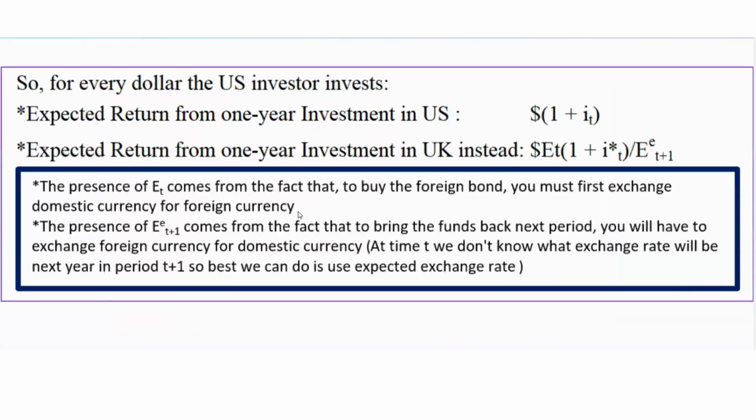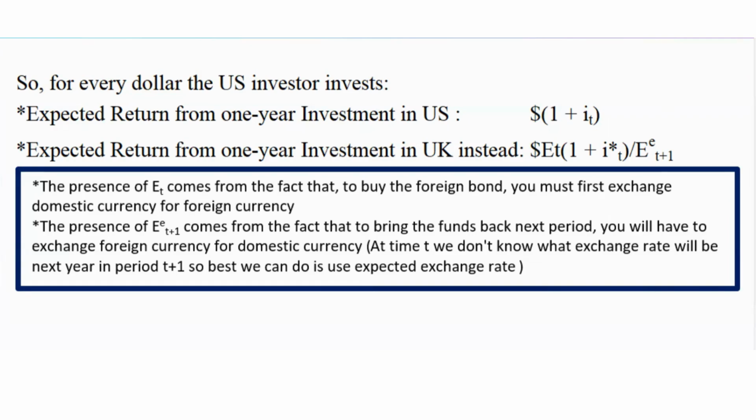Right, so putting it together, for every dollar the US investor expects, this is the expected return for a 1 year investment in the US, the dollar plus the interest earned. And this is the expected return from a 1 year investment in the UK instead. And we know the E_t here comes from the fact that when you want to invest in the foreign bond, you need to convert domestic currency to foreign currency. And this E_t plus 1 comes from the fact that once the investment period is over, you need to convert back into home currency. And because you're comparing these expected returns at E_t to decide which bond you should invest in, at E_t you do not know what the exchange rate at t plus 1 is going to be. So the best you can do is use the expected exchange rate.